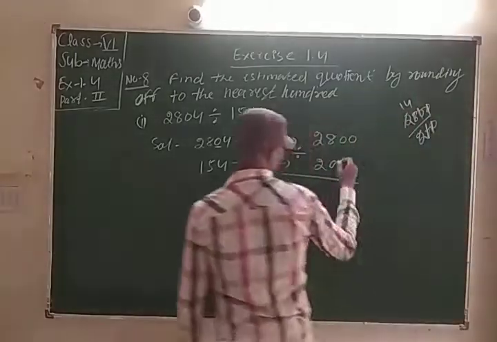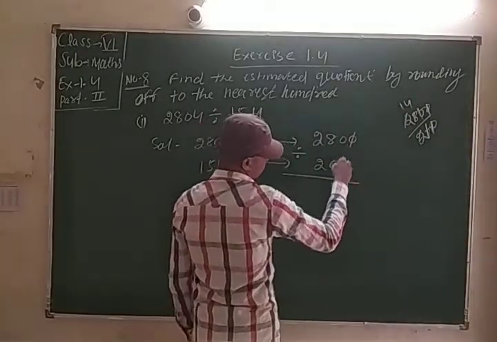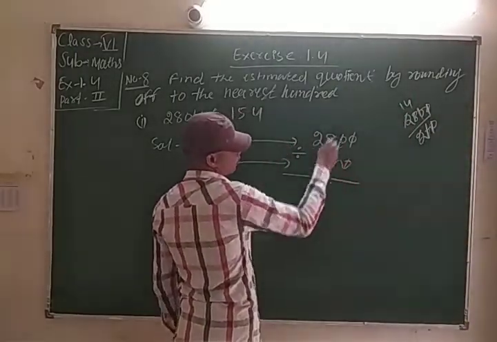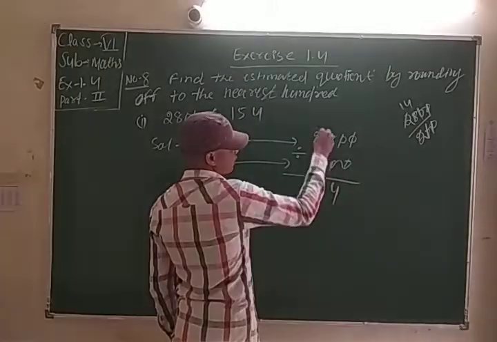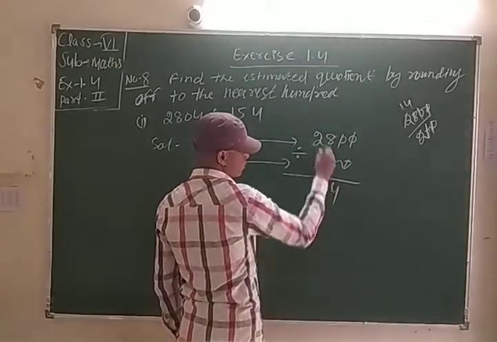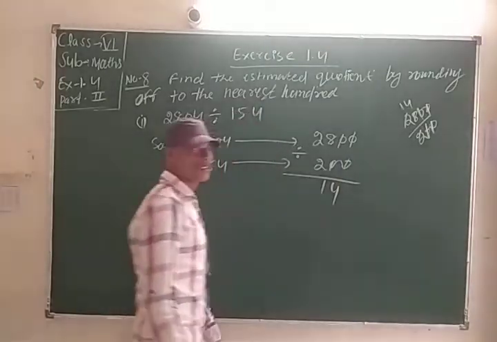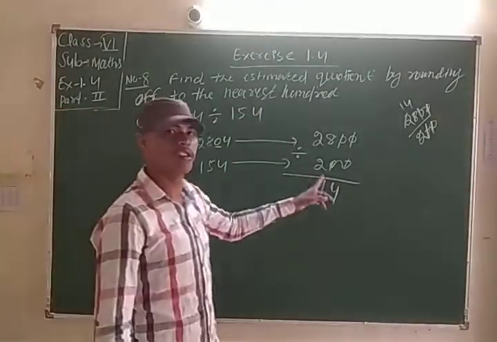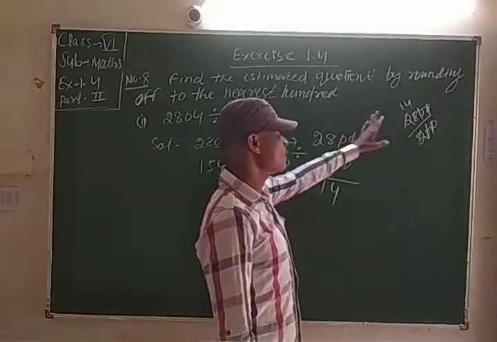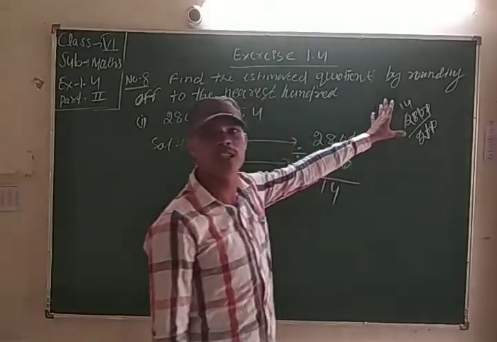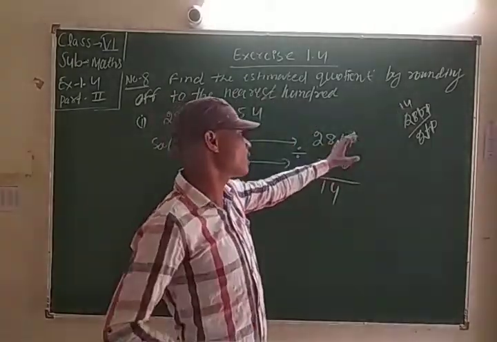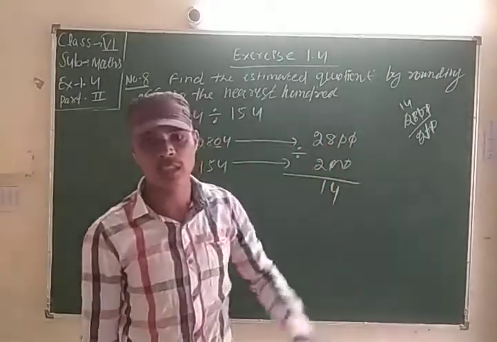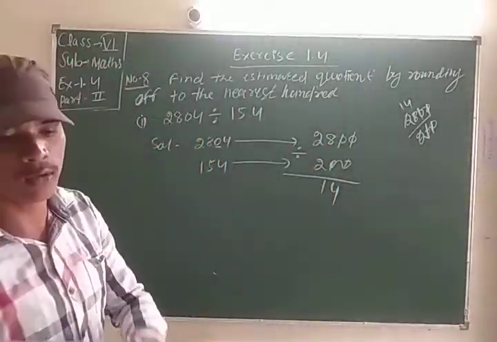Also we can do it directly here. The 0s are cancelled. 2 fours are 8, 2 twos are 4. That means 2 ones are 2. And the answer, the estimated quotient, is what here? 14. The estimated quotient is 14. We can find the solution by using division, and also directly if you know the divisibility rule. Already I told you the divisibility rule.